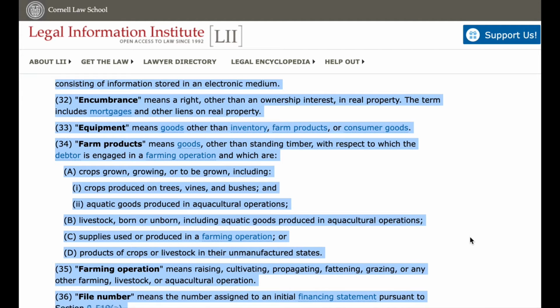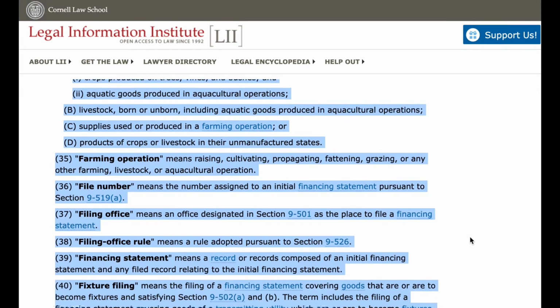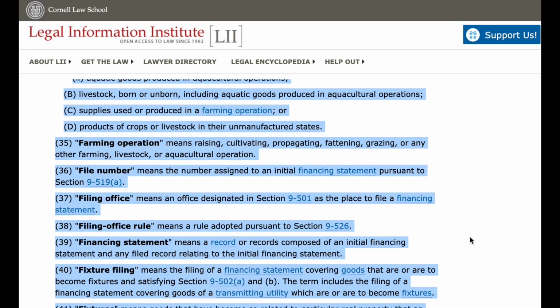34. Farm products means goods other than standing timber, with respect to which the debtor is engaged in a farming operation, and which are: A. Crops grown, growing, or to be grown, including 1. Crops produced on trees, vines, and bushes, and 2. Aquatic goods produced in aquacultural operations. B. Livestock, born or unborn, including aquatic goods produced in aquacultural operations. C. Supplies used or produced in a farming operation, or D. Products of crops or livestock in their unmanufactured states.